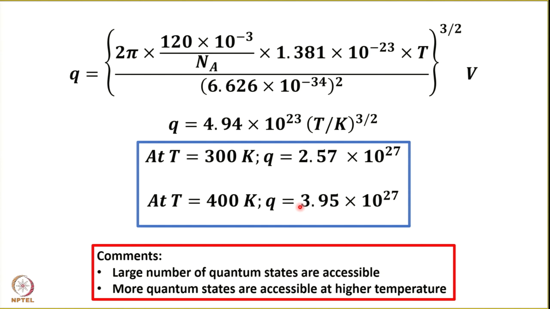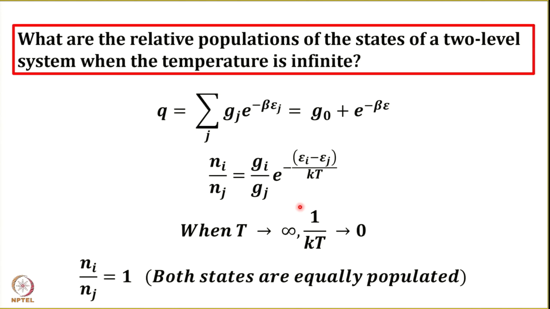Let us now have another problem discussed. The question is, what are the relative populations of the states of a two-level system when the temperature is infinite? In fact, I have already discussed these kind of problems by taking a two-level system and by taking a three-level system. But why I am deliberately putting this question again on this slide is that, remember that in the previous lecture I said that if there is a particular level which has a degeneracy, that means two or three states have the same energy, then that level is degenerate, g-fold degenerate.